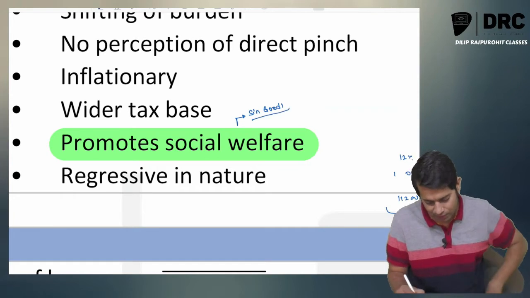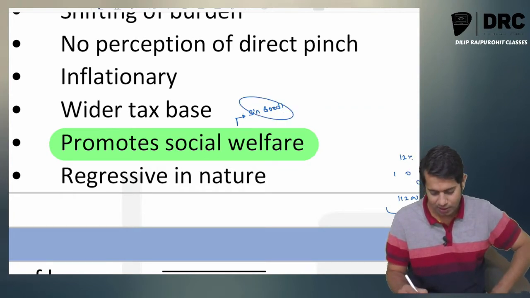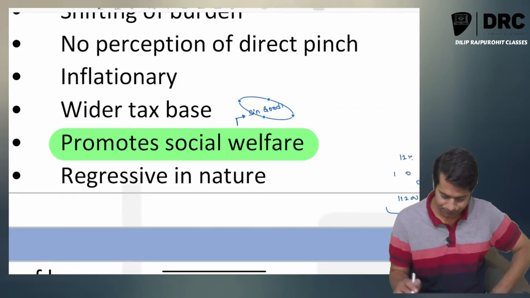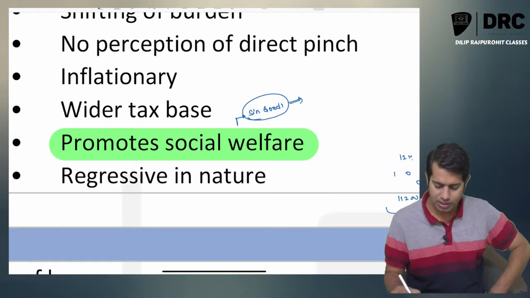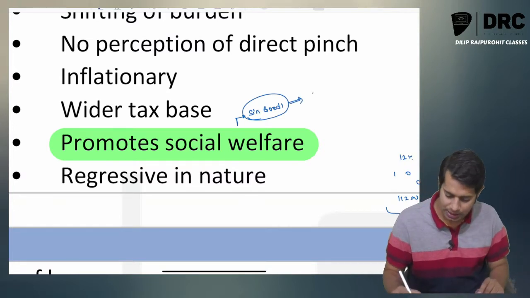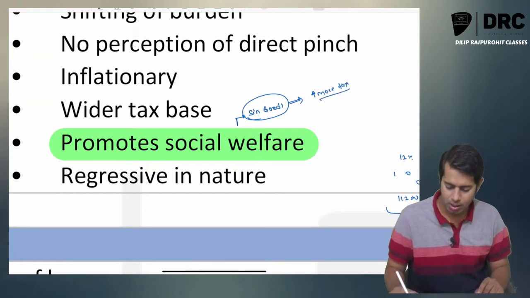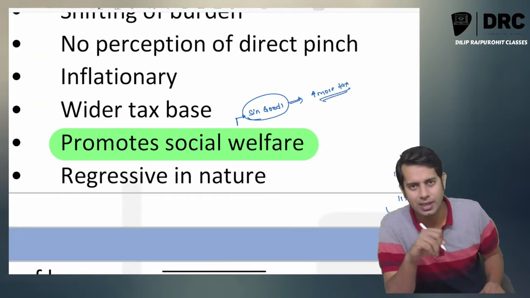There are some products which are called sin goods. On these sin goods, the government is collecting more tax from you.